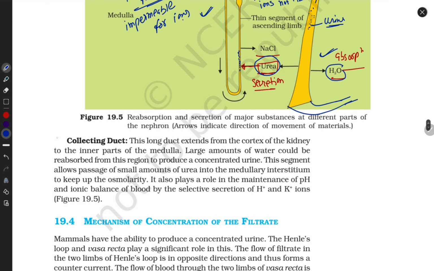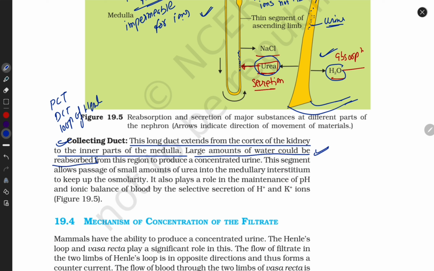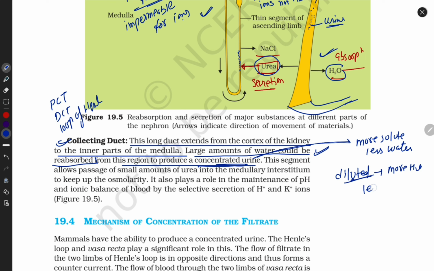So that's all. We have completed our PCT, DCT, loop of Henle, and last is collecting duct. This long duct extends from the cortex of the kidney to the inner part of the medulla. A large amount of water could be reabsorbed from this region to produce concentrated urine, not diluted. Concentrated means more solute, less water. Diluted means more water, less solute. And secretion of H plus ion and K plus ion.